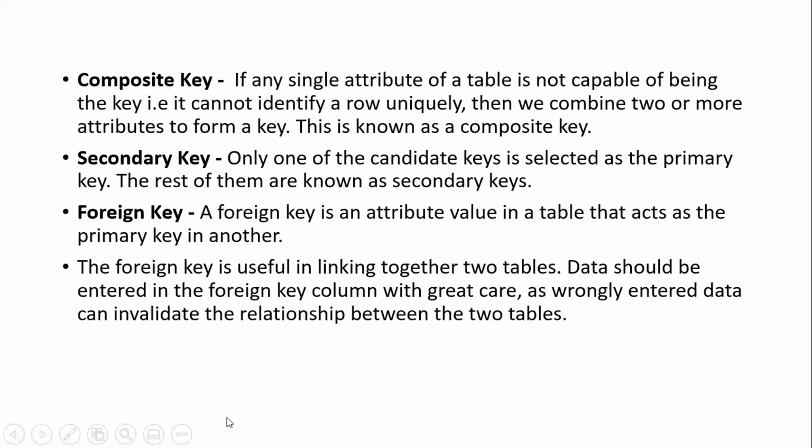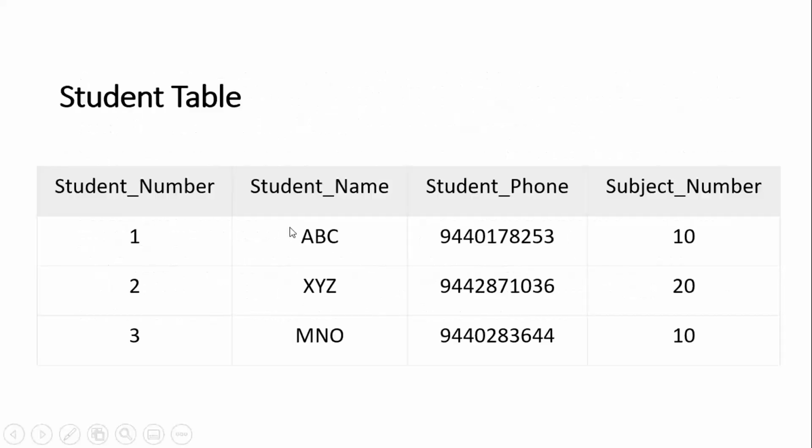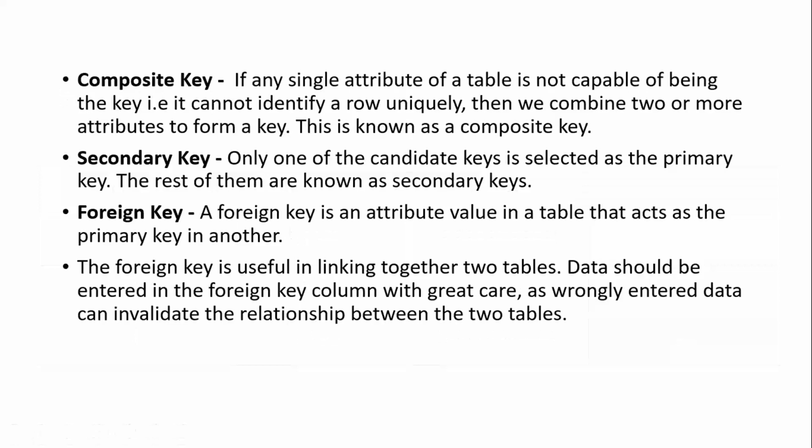Next, foreign key. A foreign key is an attribute in a table that acts as the primary key in another. So a foreign key is an attribute in one table which is a primary key in the other table. What is the use of this foreign key? It is useful in linking together two different tables. You can't directly join the tables through lines; you have to maintain a common column in these two tables in order to link them together.